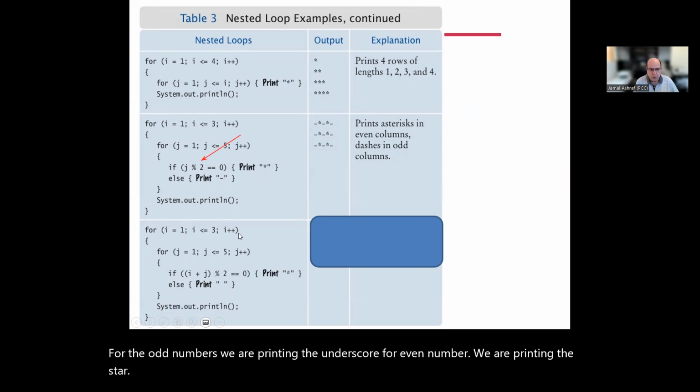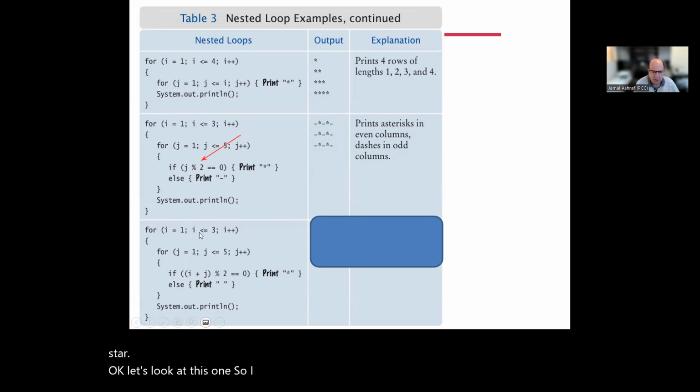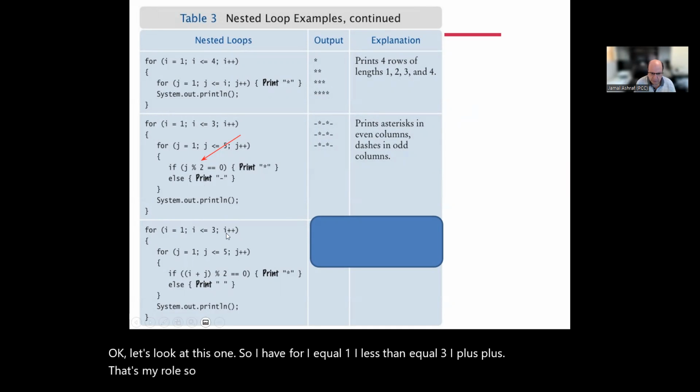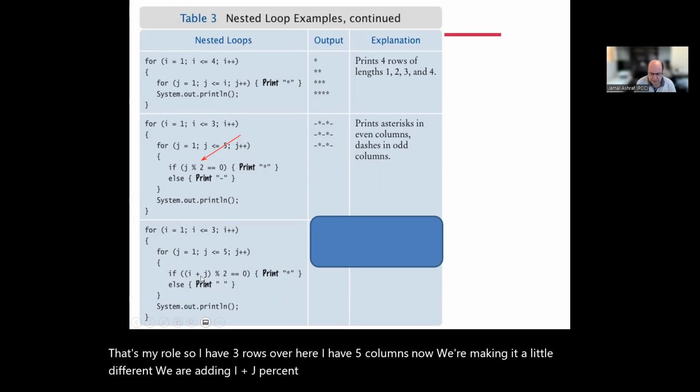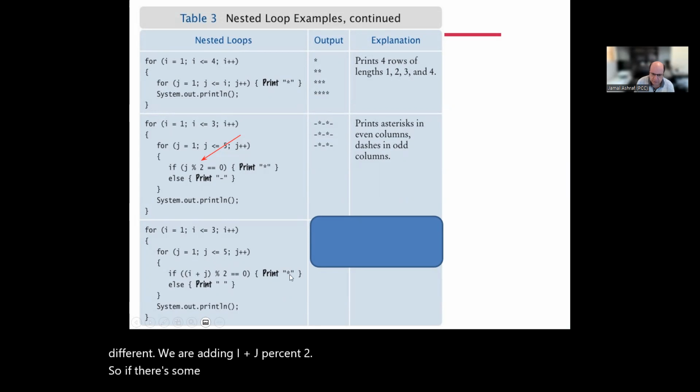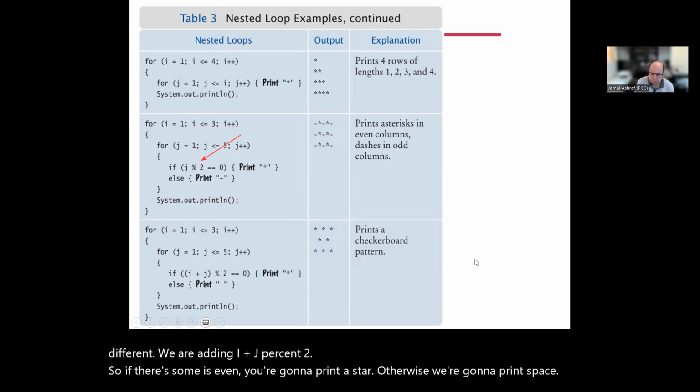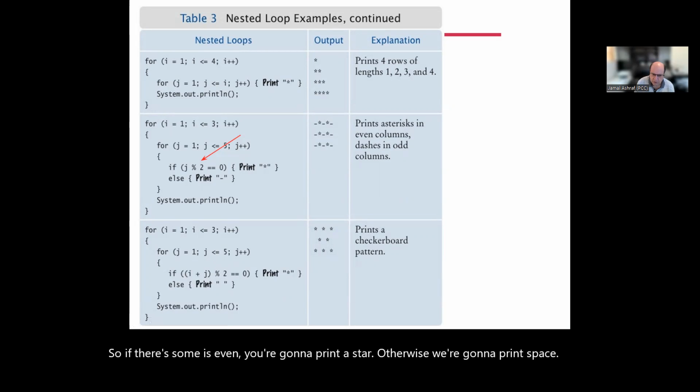Okay, let's look at this one. So I have for I equal 1, I less than equal 3, I plus plus. That's my row. So I have 3 rows over here. I have 5 columns. Now we're making it a little different. We are adding I plus J %2. So if their sum is even, we're going to print a star. Otherwise, we're going to print space. This is the way we're creating the check.